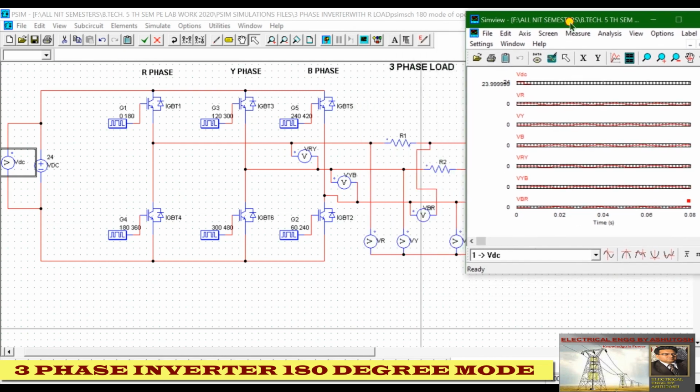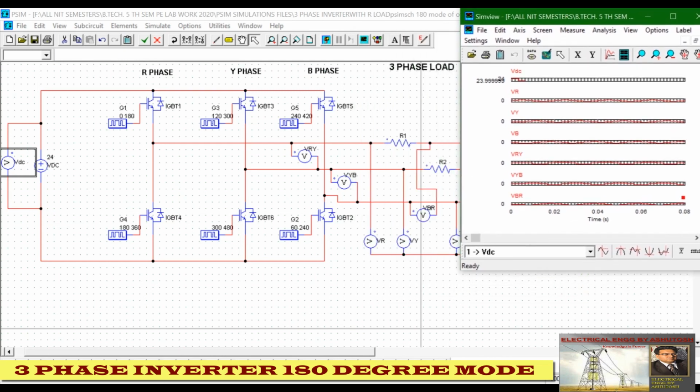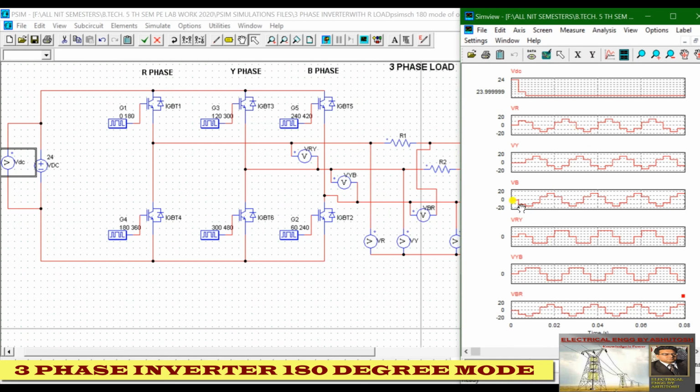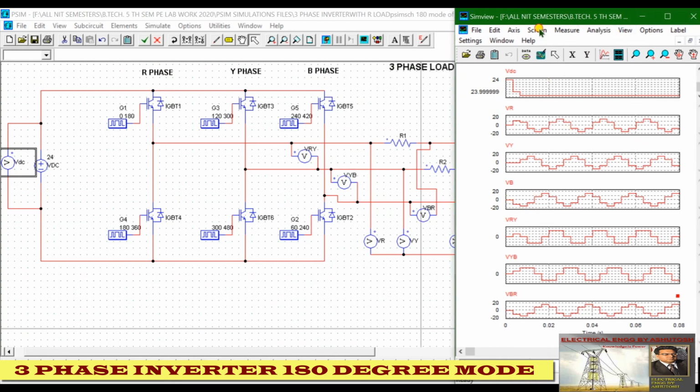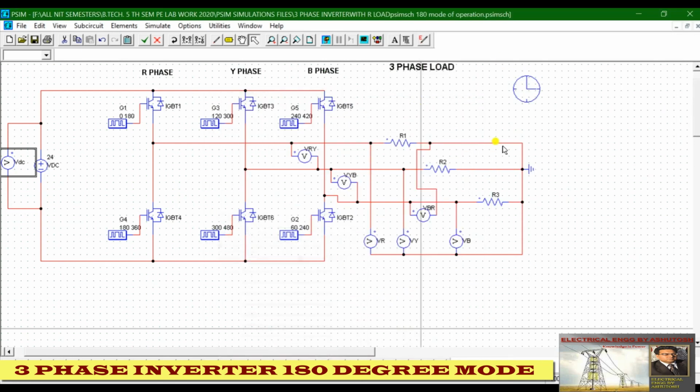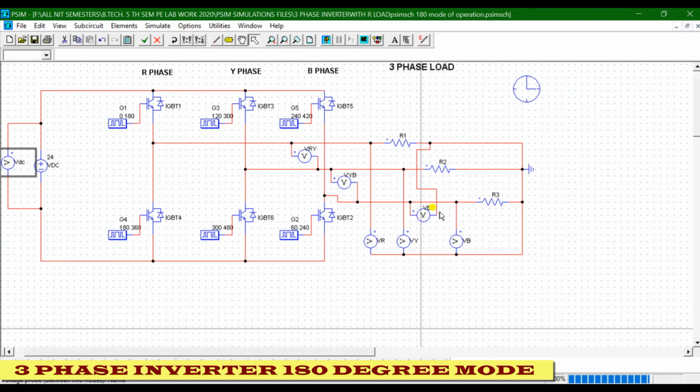So guys, you can also draw the circuit, simulate it and get the waveforms. This is the conduction mode, and you can connect voltage probes for measuring the phase voltages, first, second, third. These are the phase voltage measurements, and three line voltages. This voltmeter measures line voltage: first VRY, second VYB and third VBR.